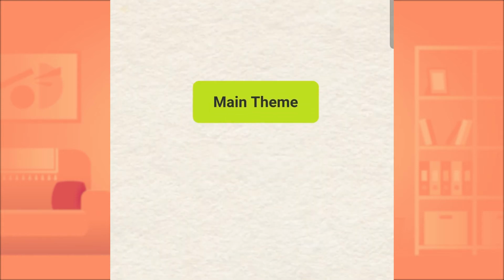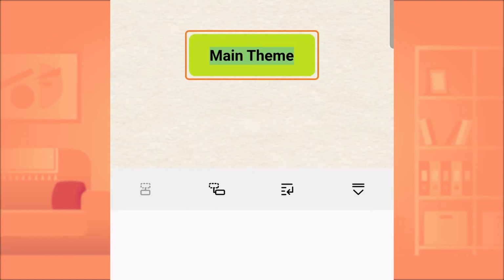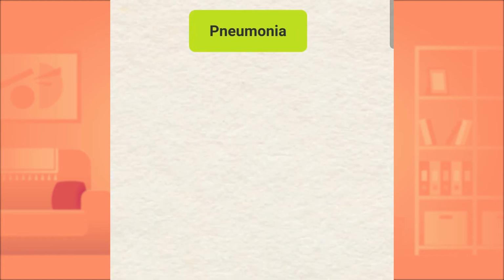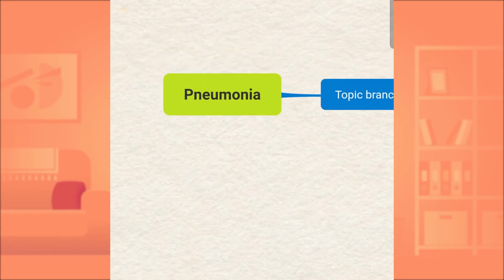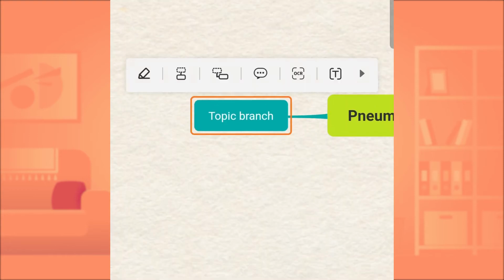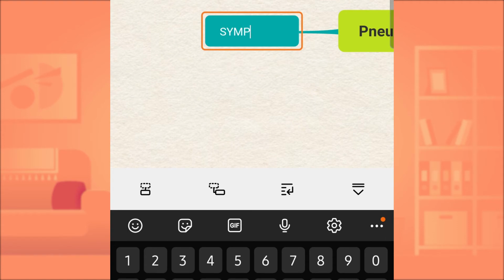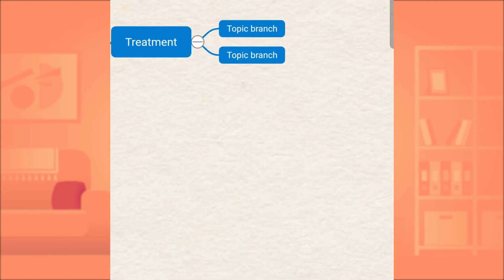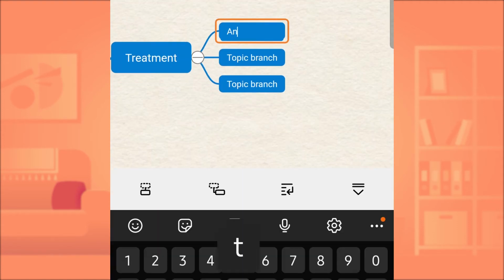After that, you can start typing the topic that you need to work on. Add the nodes for the subtopics that you need for your concept. Just keep on adding nodes until all of the details and insights are included.